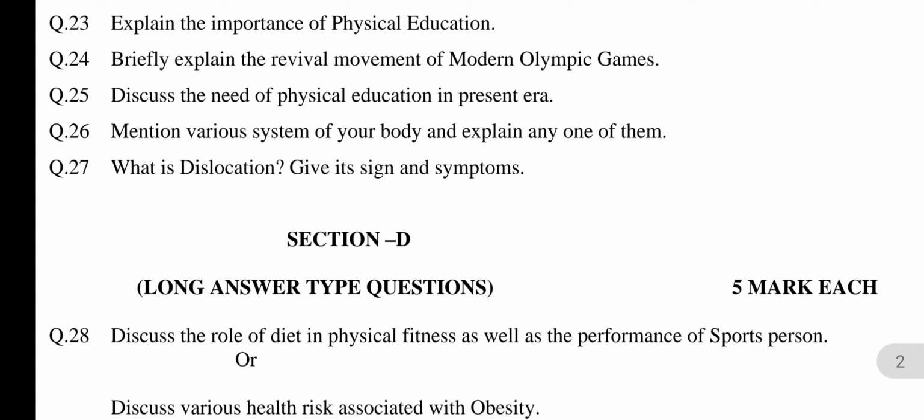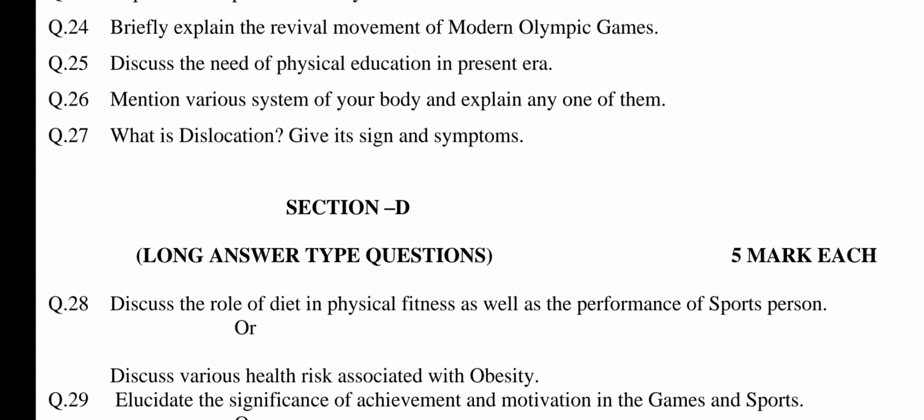Question number 24. Explain the revival movement of modern Olympic Games. This question is related to chapter number 8, Olympic Games. The answer may be: the credit of starting modern Olympic Games goes to Baron Pierre de Coubertin of France. As per the wishes of his family, he took training as a soldier. Due to lack of interest, he left the job. He studied political science and had a strong interest in national and international problems.